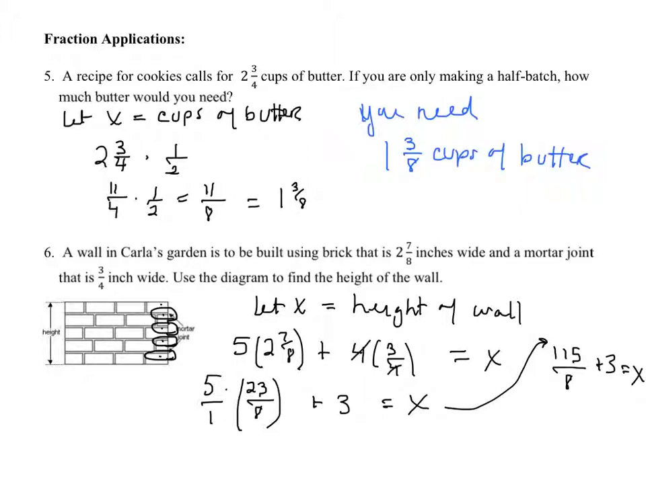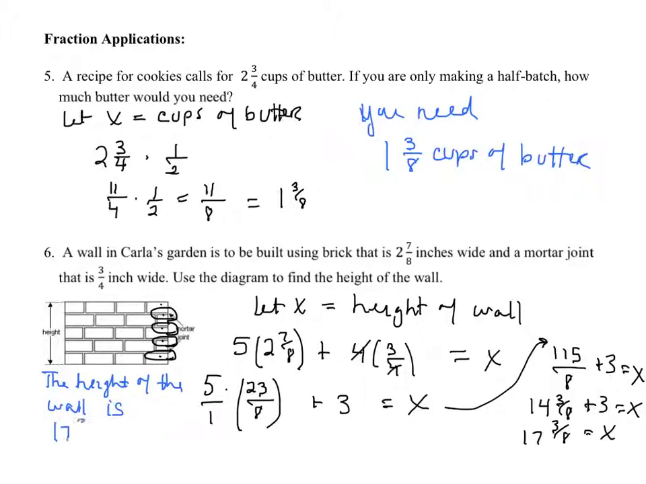Well, 115 over 8, I'm going to do the math for you. 8 goes into 115 14 times with 3 left over. So it's 17 3/8. The statement: the height of the wall is 17 3/8 inches. Ta-da!